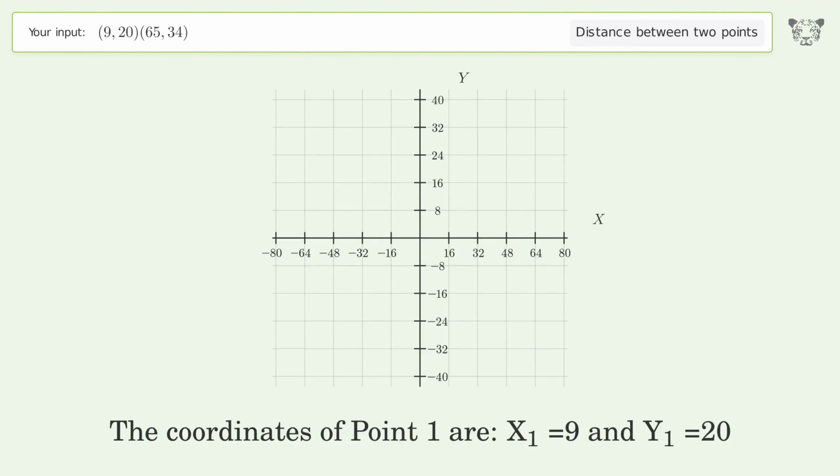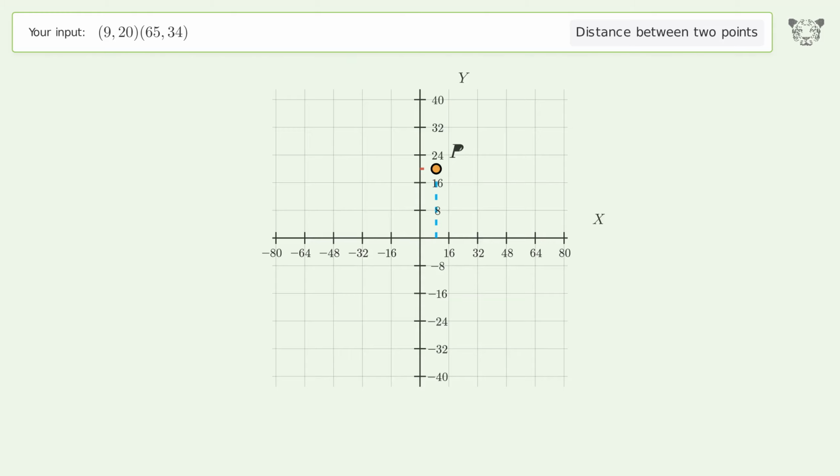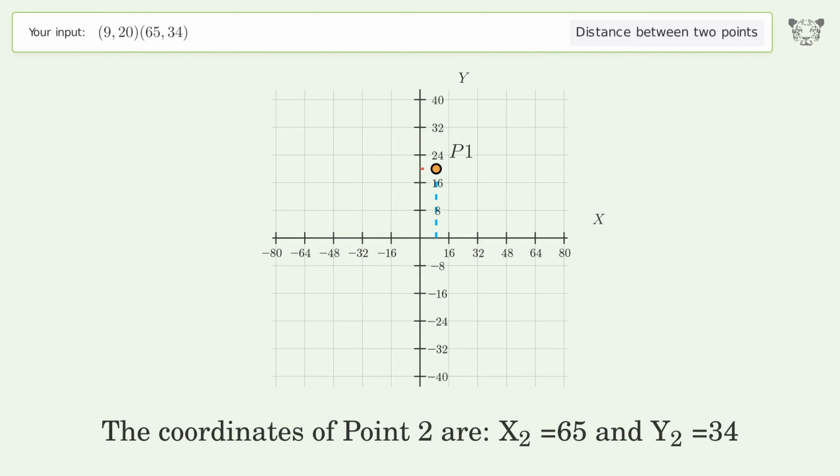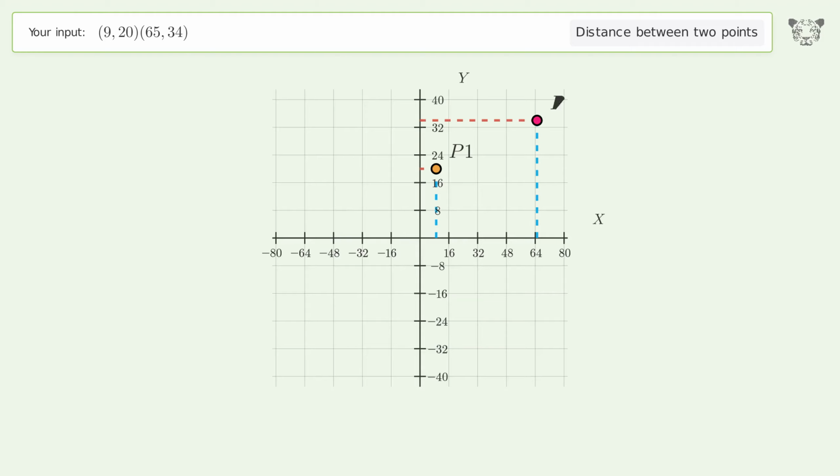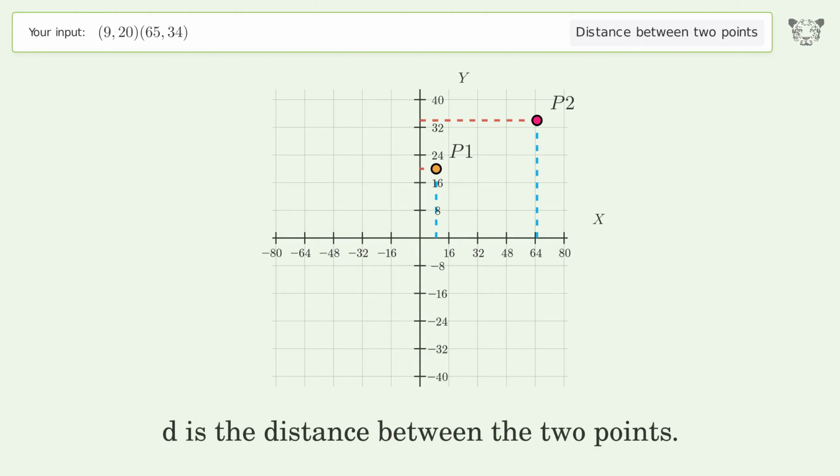The coordinates of point 1 are, x1 equals 9 and y1 equals 20. The coordinates of point 2 are, x2 equals 65 and y2 equals 34. D is the distance between the 2 points.